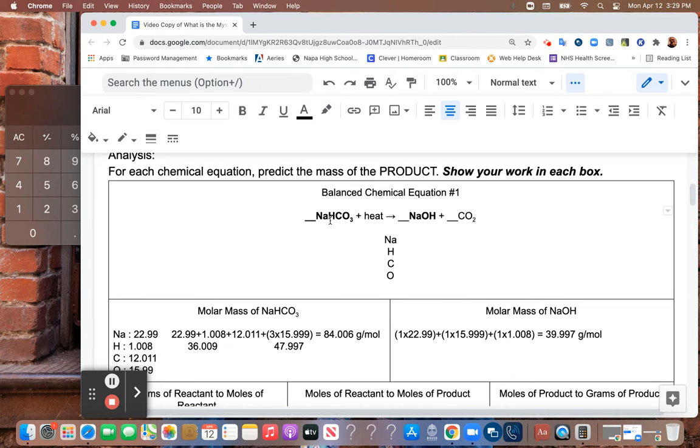I see no subscripts, so there's 1 sodium on the left, there's 1 sodium on the right. There's 1 hydrogen on the left, there's 1 hydrogen on the right. There's 1 carbon on the left, and there is 1 carbon on the right. There are 3 oxygens on the left, and there are 1, 2, 3 oxygens on the right. This is already balanced.